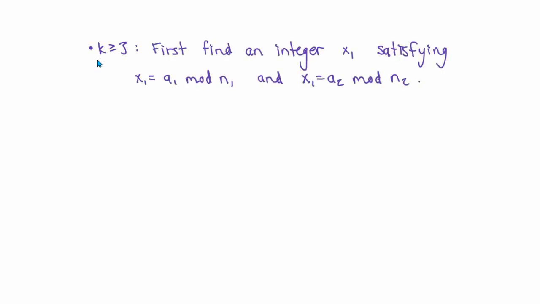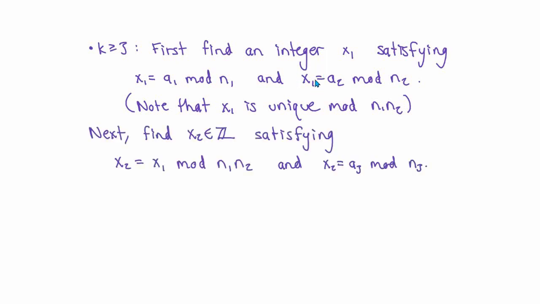Well, here the key is to proceed inductively. So first of all, you use the algorithm that we already talked about to solve your first two equations and to find an integer x1, which is a1 mod n1 and a2 mod n2. Note also that this integer is unique modulo the product of these moduli, so that what I'm about to say next makes sense. Now, once you've found an integer like this, what you want to do is throw in the third modulus and find an integer x2, which is equal to x1 modulo n1 times n2, and which is equal to a3 modulo n3. Notice that the fact that x2 is x1 modulo n1 n2 guarantees that x2 satisfies both of the first equations, modulo n1 and modulo n2.